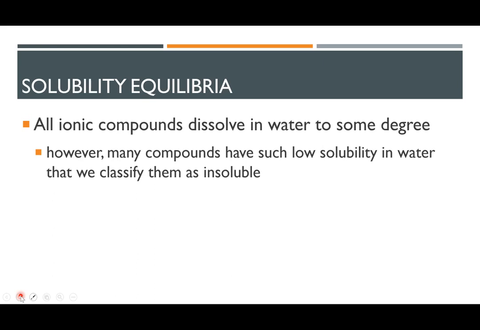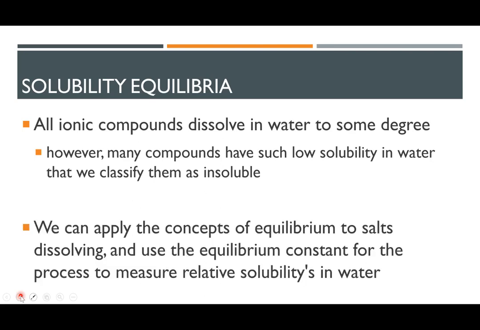So this is called solubility equilibrium. So all ionic compounds dissolve in water to some degree. However, some compounds have such low solubility that we classify them as insoluble. So today we're going to be looking at the solubility of insoluble compounds. Clear as mud, right? I know. All right, so we can apply the concepts of equilibrium to these insoluble compounds, and determine the equilibrium constant, determine how much they dissolve in water.